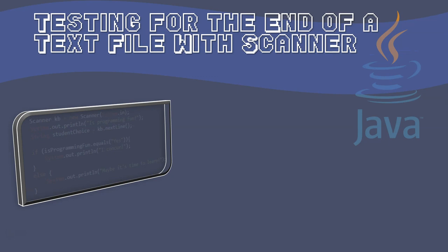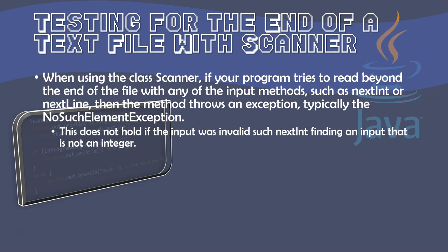Well, if we want to test a text file, we of course have been using the Scanner class, so this is something that we can use in this approach. When we're using the class Scanner, if your program, for example, tries to read beyond the end of a file with any of the input methods, whether it's nextInt or nextLine, nextDouble, etc., then your method is actually going to throw an exception. Typically, this is going to be the NoSuchElementException, though this doesn't necessarily hold if you have an invalid input in the meantime, such as a nextInt looking for an input that's not an integer. This, of course, can throw a different kind of exception.